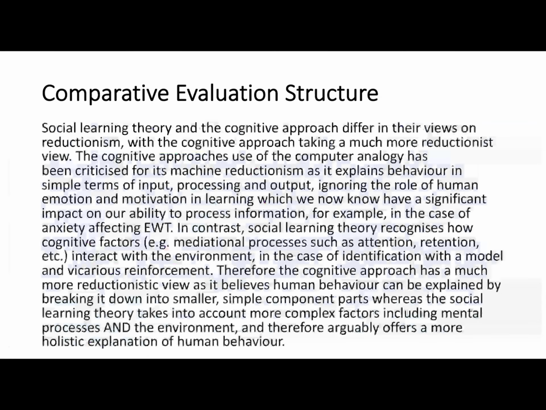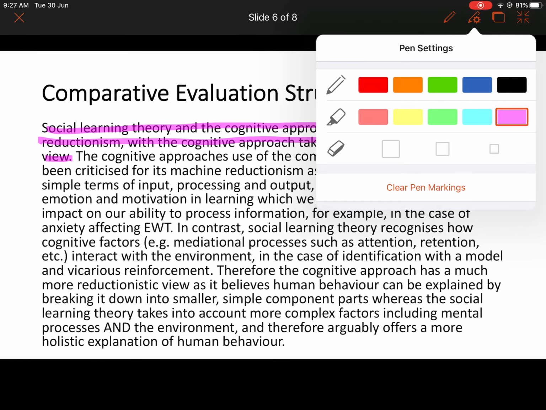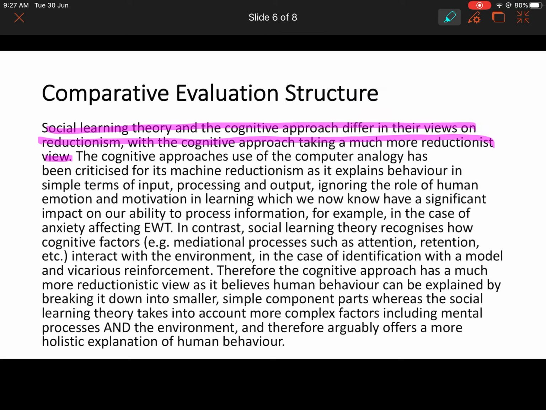Here's another example. This time it's looking at social learning theory and the cognitive approach. I've deliberately picked this one because it's one of the more tricky ones to evaluate on reductionism and holism. So, social learning theory and the cognitive approach differ in their views on reductionism, with the cognitive approach taking a much more reductionist view. So it's very clear here that we're talking about social learning theory and the cognitive approach, and we've outlined exactly what issue and debate we're going to be looking at as well. So that's our point, very, very clear.